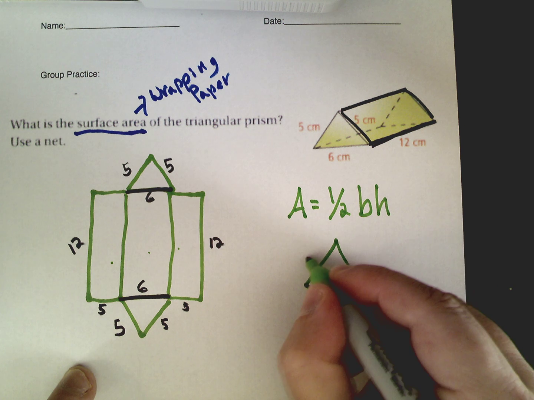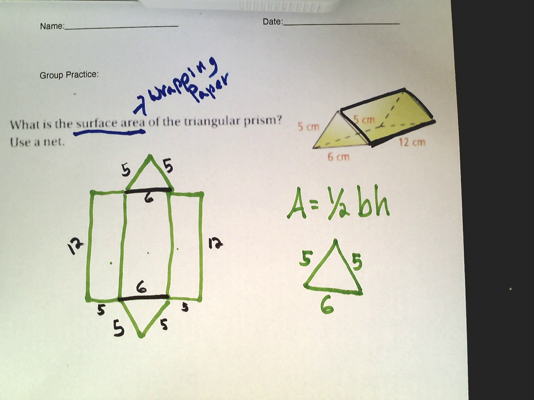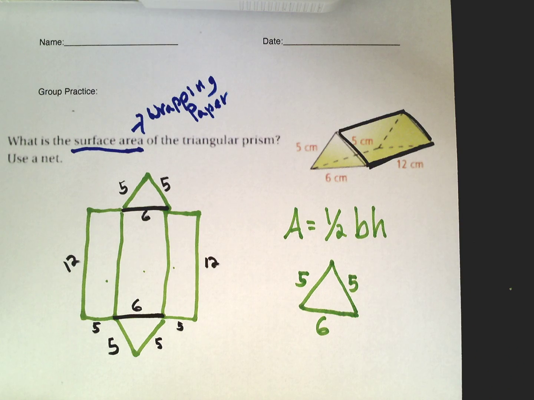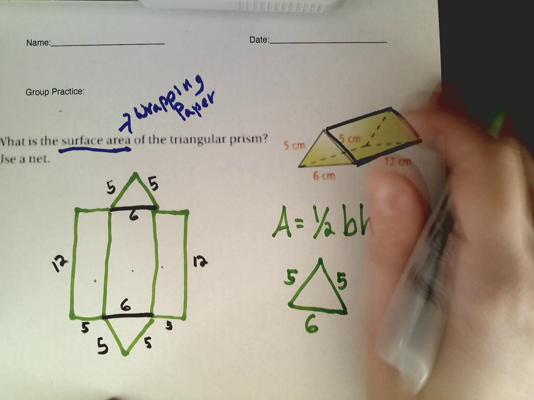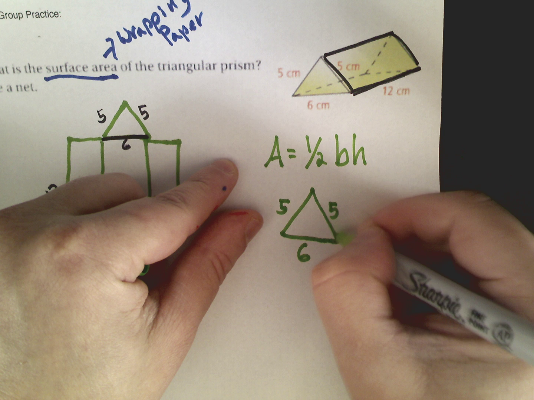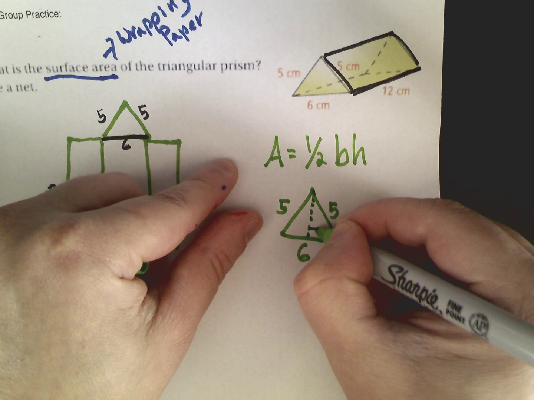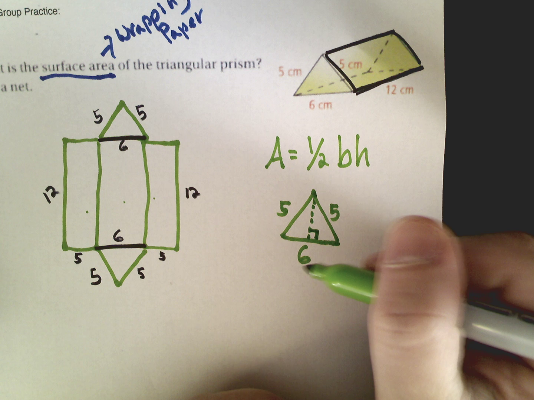I got 5 centimeters here, 5 centimeters here, and 6 centimeters here. Now, I have a base. Okay, 6 is my base. But the problem is I don't have a height. I have these sides, but I don't have a height. I need this to know what this is. That's my height.